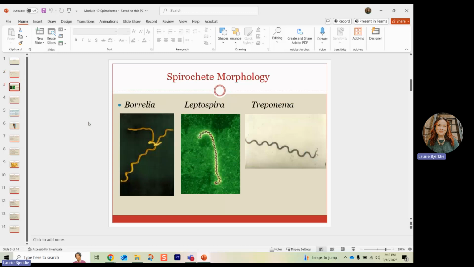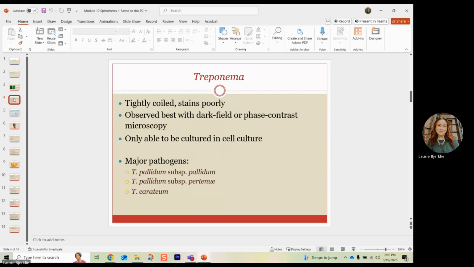Even though they're all spirochetes or spiral, they do all have different features. Some are looser spiraled, some are tighter spiraled but have more of a hooked end, like the Leptospira here. So they do even look different in that spirochete formation under the microscope.